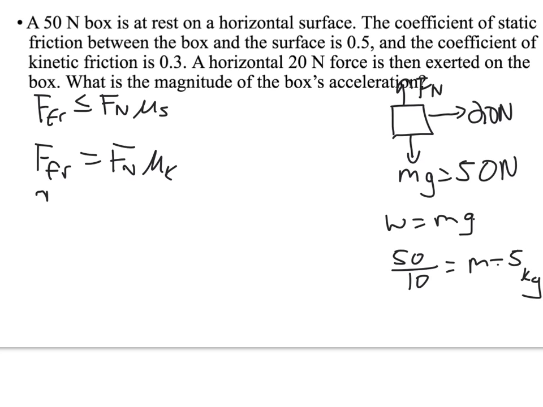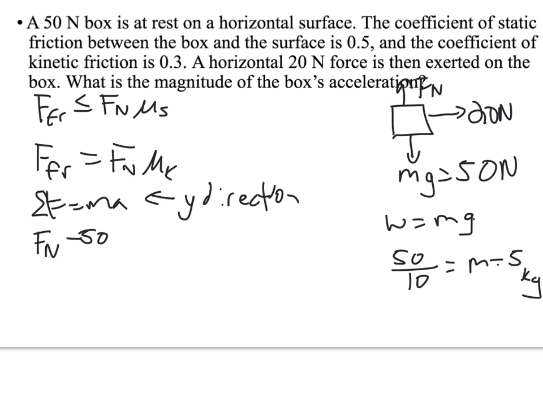So I'm going to set up a net force equation. Net force equals ma. I'm going to do that for the y direction, and the y direction only. In the y direction, I'm not accelerating at all, which means my net force has got to be 0. So the net force acting in the y direction is my normal force minus my 50 newtons, and that has to be equal to 0. My normal force is positive, or upward. My weight is downward, that 50 newtons, which means that my normal force is also going to be equal to 50 newtons.